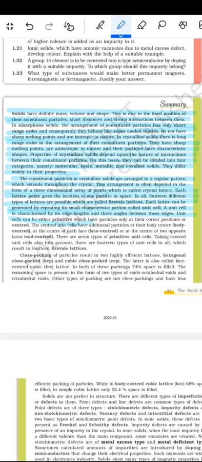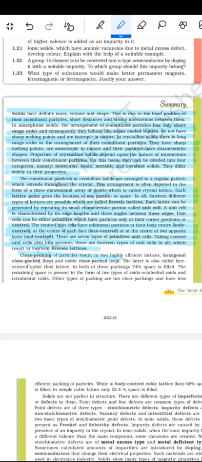Unit cells can either be primitive, which have particles only at their corner positions, or centered. The centered unit cells have additional particles at their body center, at the center of each face (face centered), or at the center of two opposite faces (end centered). There are 7 types of primitive unit cell. Taking centered unit cells also into account, there are 14 types of unit cell in all, which results in the 14 Bravais lattices.